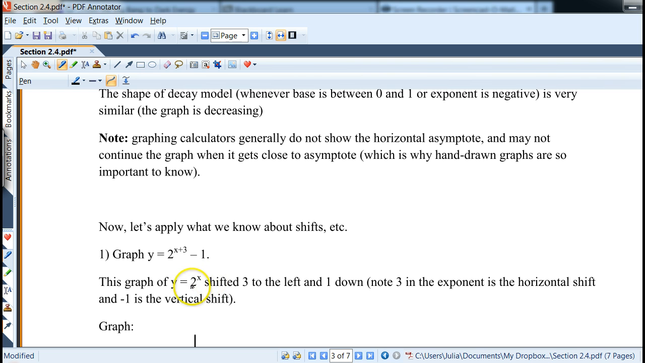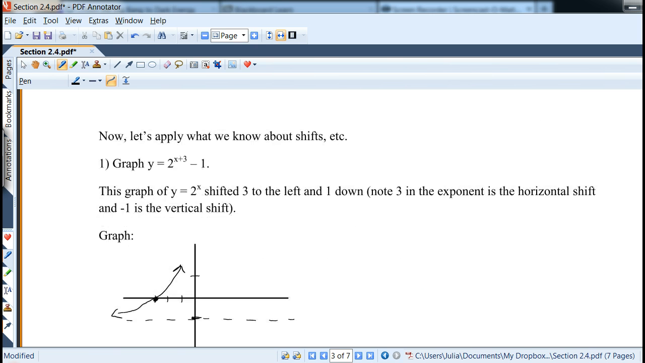So this one is y equals 2 to the x. It's actually shifted 3 to the left, if you recall, plus 3, notice it's negative 3 that would make it 0, and 1 down. So the vertical shift is 1 down. So again, 3 is in the exponent, the horizontal shift, and negative 1, outside of the function, is the vertical shift. Okay, so how does the graph look?